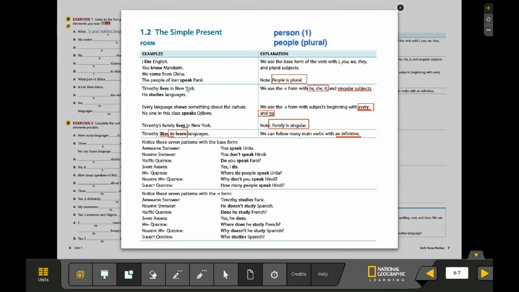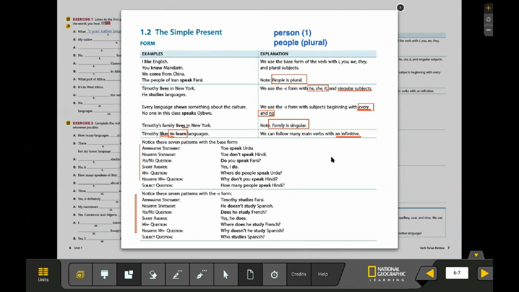Now, does anyone have questions in the first part of the explanation? No? Okay. So we have here two patterns. We have the first pattern with the base form. So how do we make statements in the base form? Yes, no questions, WH questions. Let's see. Anna, can you read the first part here, the first patterns?